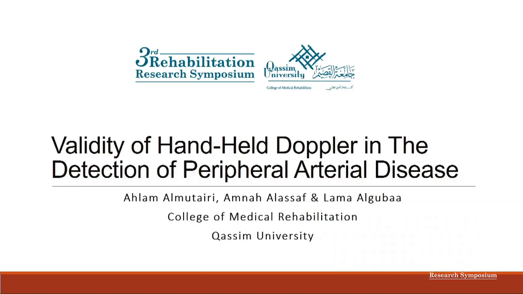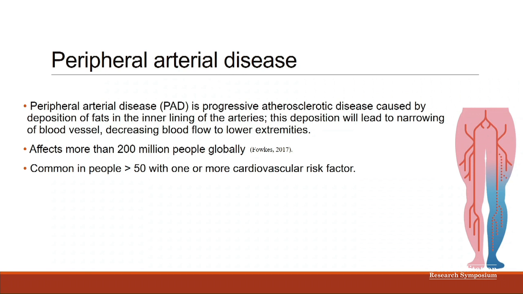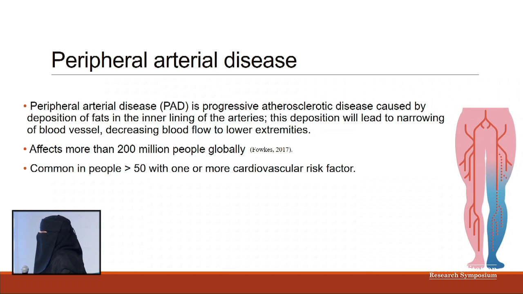So for those who have never heard about peripheral arterial disease, it's a progressive atherosclerotic disease caused by deposition of fat in the inner wall of the artery, resulting in narrowing of the blood passage and decreasing the amount of blood that goes to the lower extremity. It affects more than 200 million people globally. It is common in people older than 50 years with one or more cardiovascular risk factors.